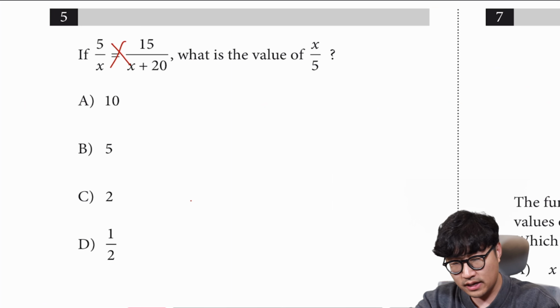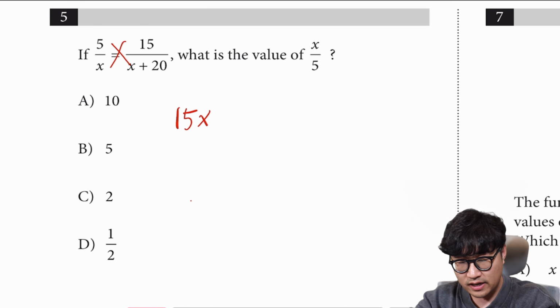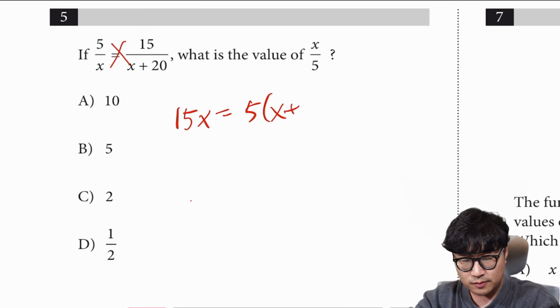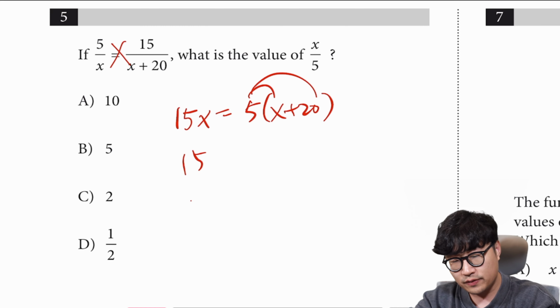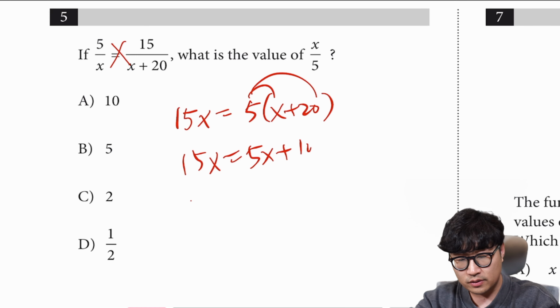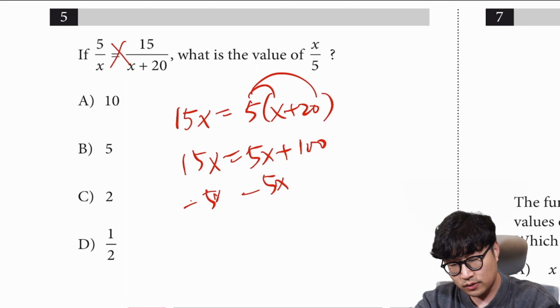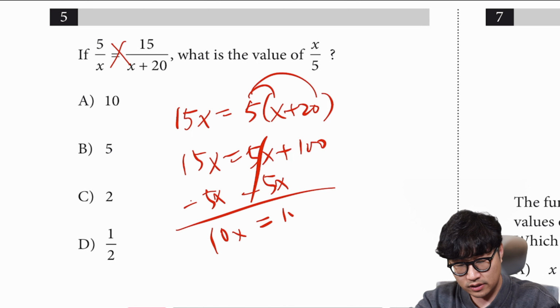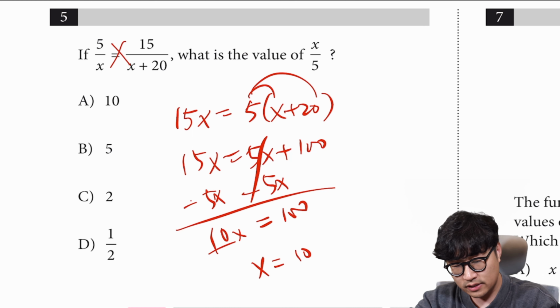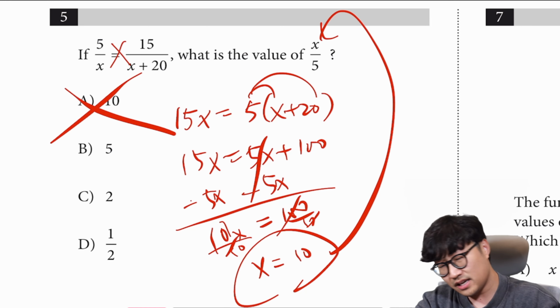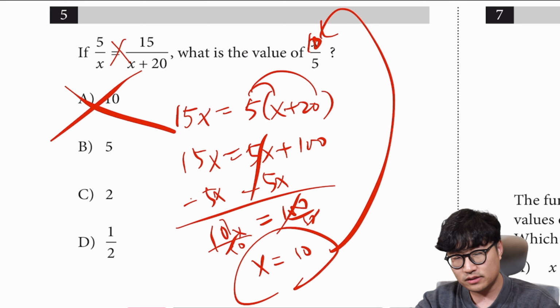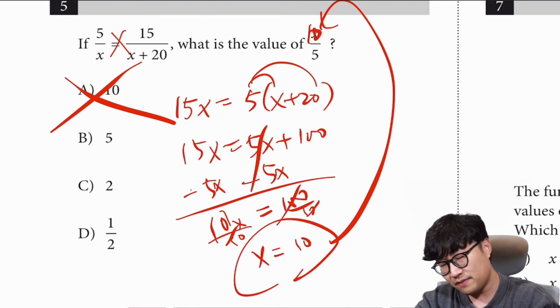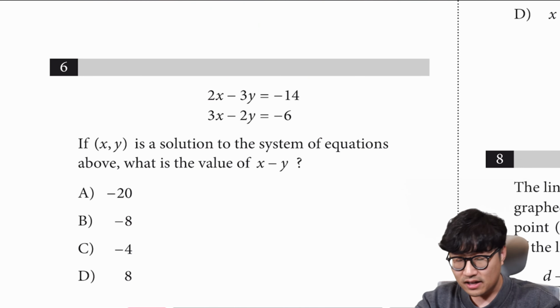Next, number 5. So cross multiply, you get 15x is equal to 5 times x plus 20. Distribute that. 15x is equal to 5x plus 100. Subtract 5x on both sides. You get 10x is equal to 100. Divide by 10 on both sides, and you get 10. And then you put that back in there. Please don't put 10, like, oh man, why would you do that? So put 10 over there. 10 divided by 5, that's a 2. Don't put 10.